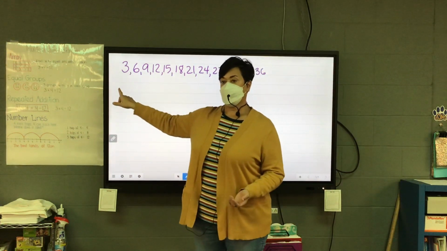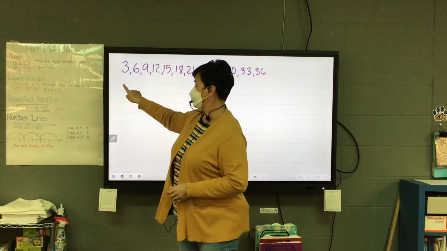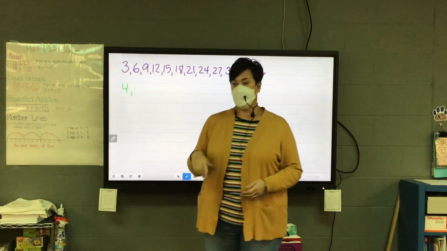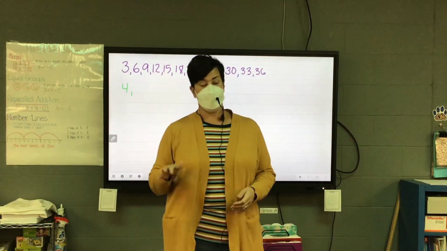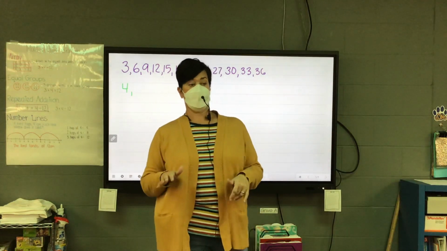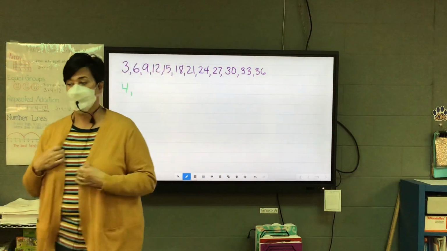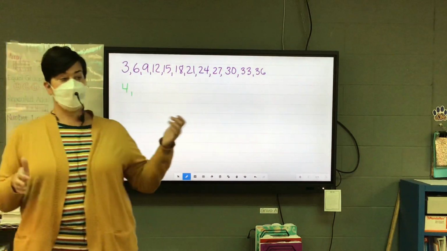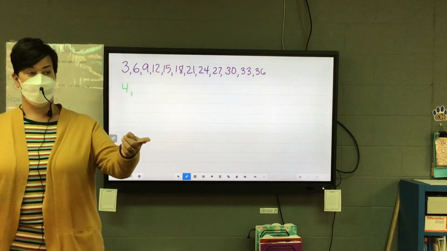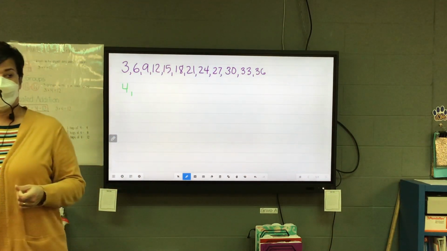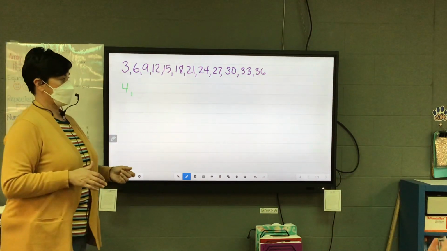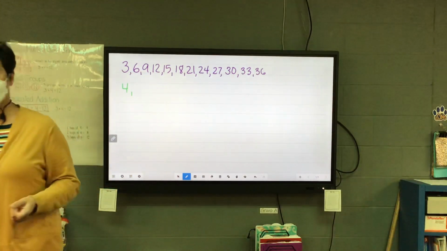Now, let's think about our 4s. You can leave your 3s on your desk, that's fine. But I want you to write the multiples of 4, the 12 multiples of 4. So you're starting with 4 and you should end up with, do you know? 48. 48. Okay?